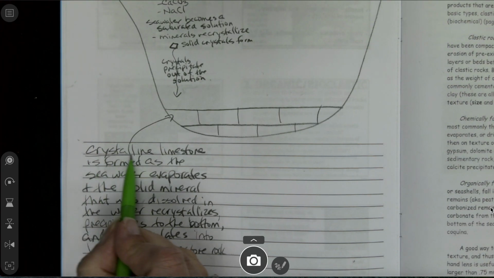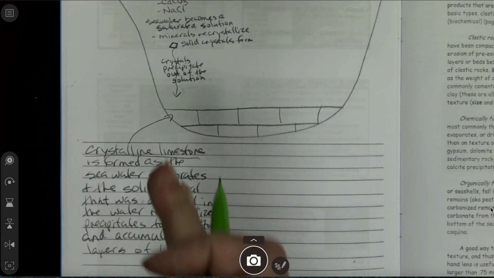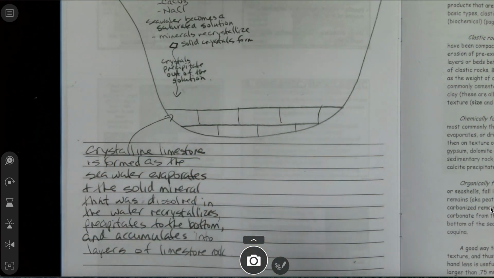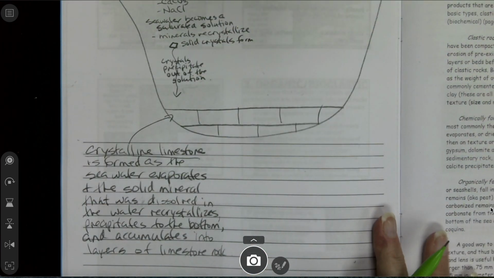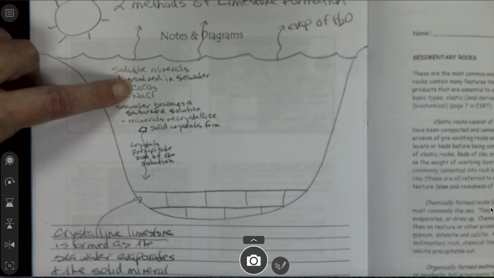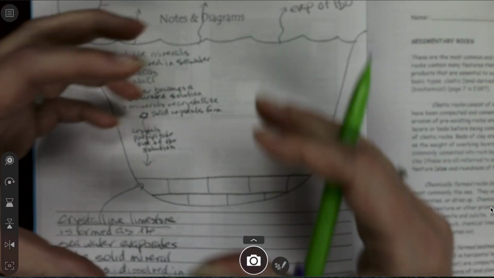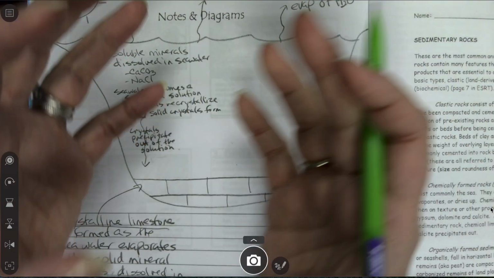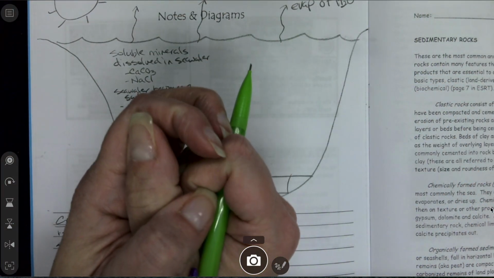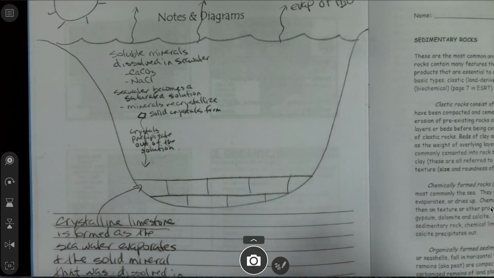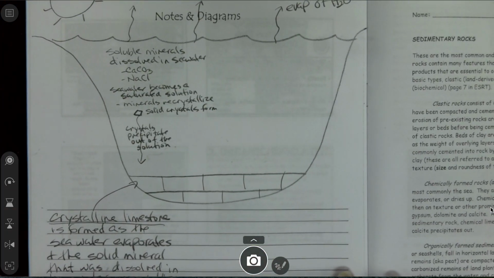So this is how the crystalline, aka chemical, aka evaporite, aka precipitate version of limestone forms. There is dissolved CaCO3 in the water. As the seawater evaporates, chemical processes occur. It recrystallizes, sinks to the bottom, and you get these layers of limestone rock on the bottom of the seafloor.